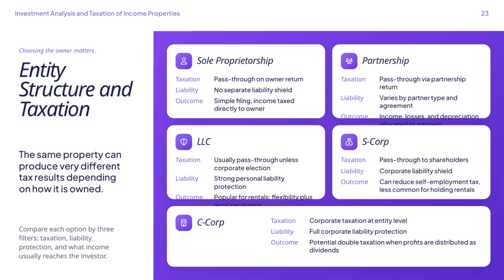S corporations pass income through to shareholders and offer a corporate liability shield. They can reduce self-employment taxes, but are less commonly used for holding rental properties. Finally, C corporations are taxed at the corporate level, and owners enjoy full liability protection. However, profits distributed as dividends may face double taxation, which can impact overall returns. So, when evaluating ownership options, carefully weigh taxation, liability protection, and how income flows to you as the investor to choose the best structure for your investment goals.